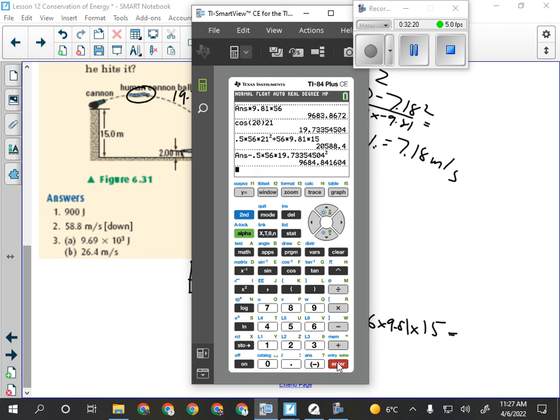All right, everybody okay with that? So which one is right? Both. Either way, I've calculated their potential energy at the maximum height. Since both methods are valid, it's just a difference in rounding, basically.